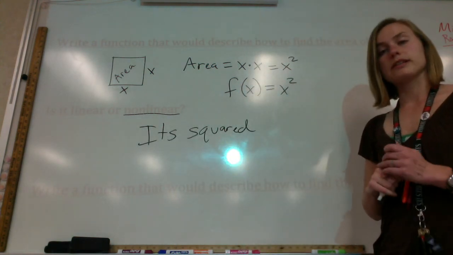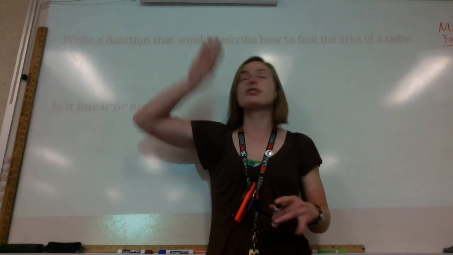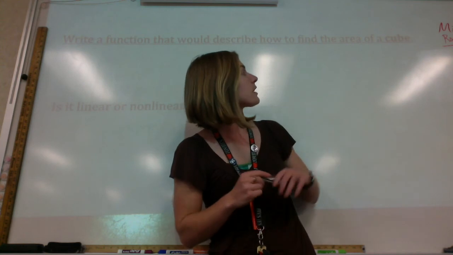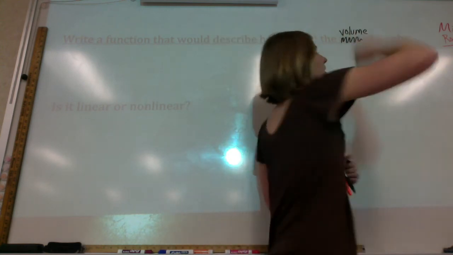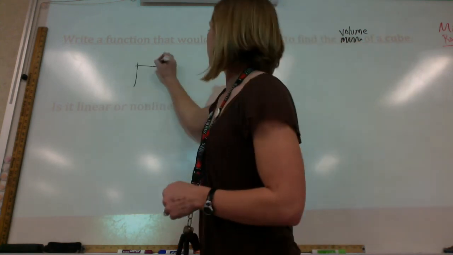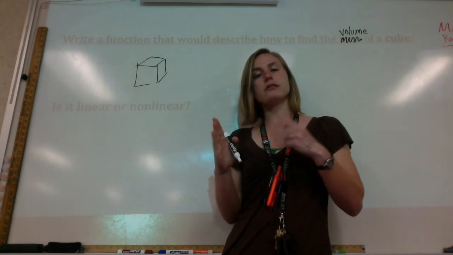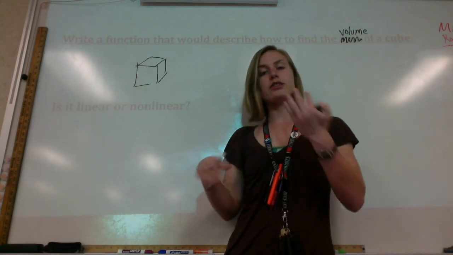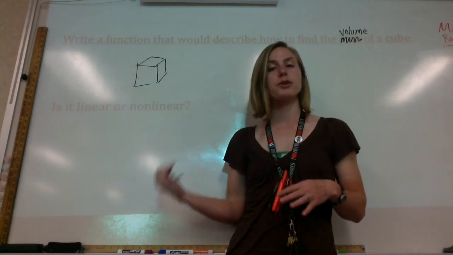Let's take a look at one more example. Here we have an example that's extremely similar. We have to write a function to show how to find, oops, that should not be area, that should be volume of a cube. Because cubes, of course, have volume because they're three-dimensional. Something like that. So because there's 3 dimensions, you're going to need to be multiplying each side together to get that volume.